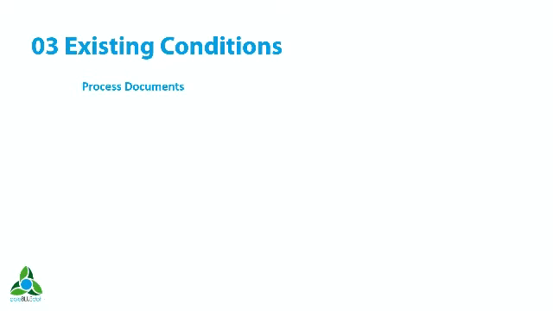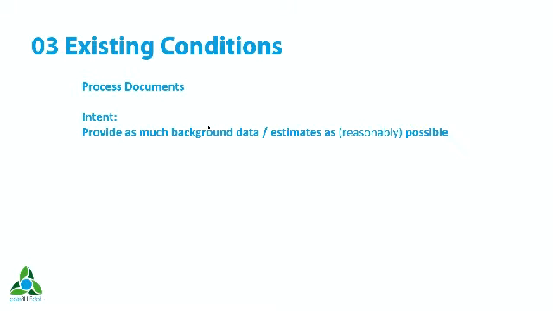And so the first thing I just want to point out is that these documents are not intended to be a draft climate action plan. They are process documents. And what we mean by that is the intent of these documents is to provide as much background data and estimates as reasonably possible to assist in understanding the order of magnitude issues and potentials.